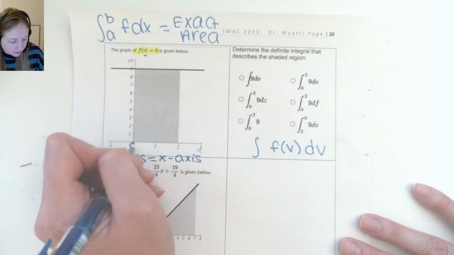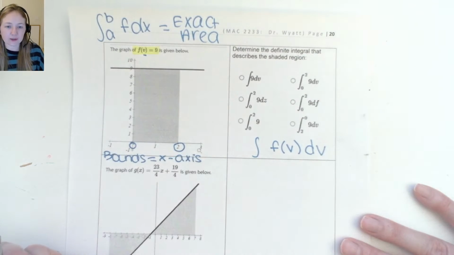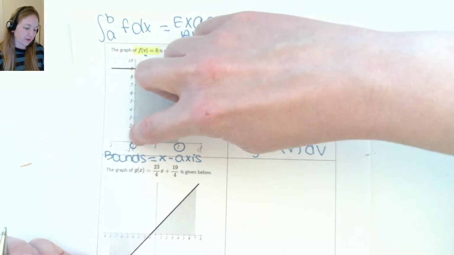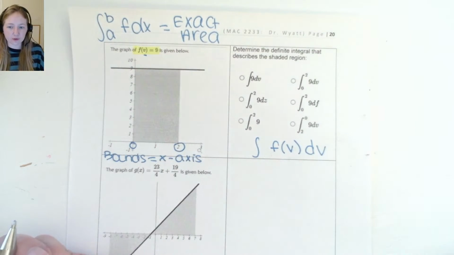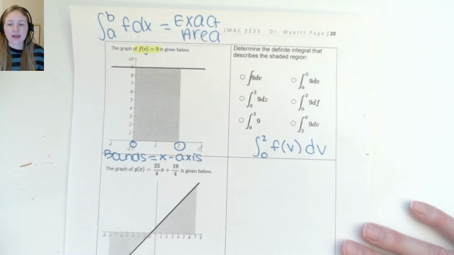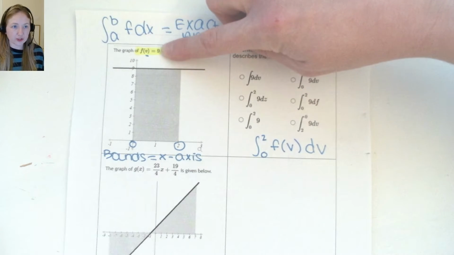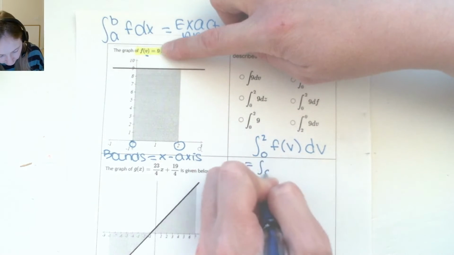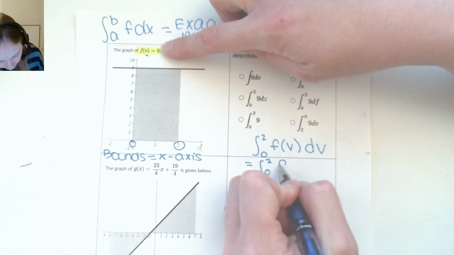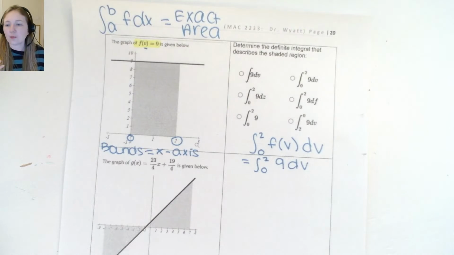You notice here that you start at x is equal to 0 and you go to x is equal to 2. So we're finding the area from x equals 0 to x equals 2. So those are the bounds from 0 to 2. Now, our very next step is to simply plug in what that function is defined as. So it's defined from 0 to 2. The f of v is 9 dv. And then that becomes what we want to integrate.